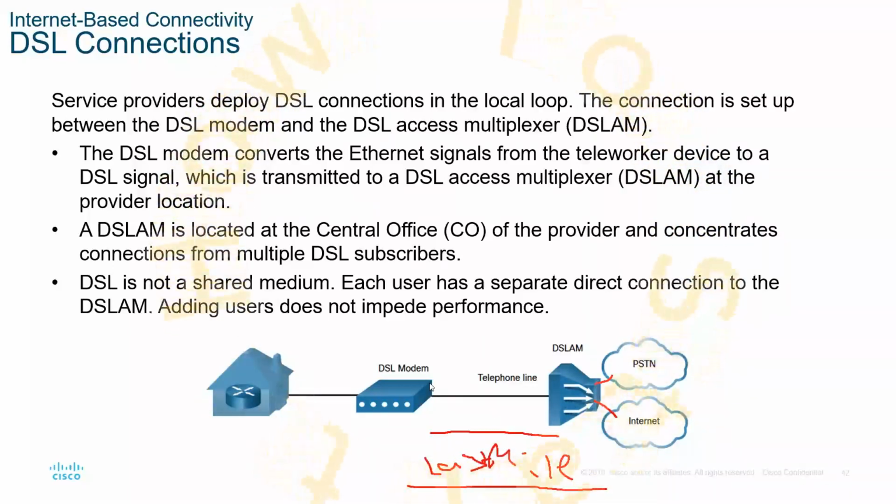DSL is not a shared medium. Each user will have its own separate direct connection between the DSL modem and the DSLAM. So this is one connection. So if there are 25 houses in a neighborhood, there needs to be at least 25 connections on the DSLAM.